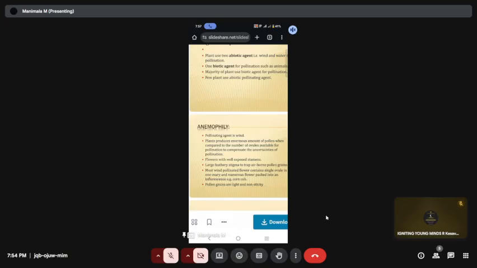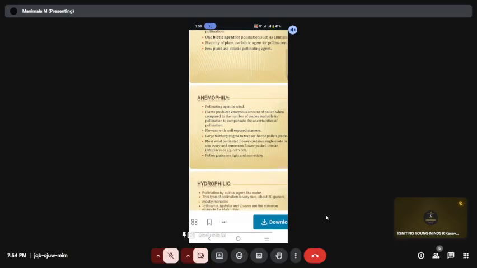During anemophily, a huge amount of pollen grains will be produced, compared to the normal plants. When we discuss the flower, it should have some characteristics to receive the pollen grains. First thing, the flowers should be very small.